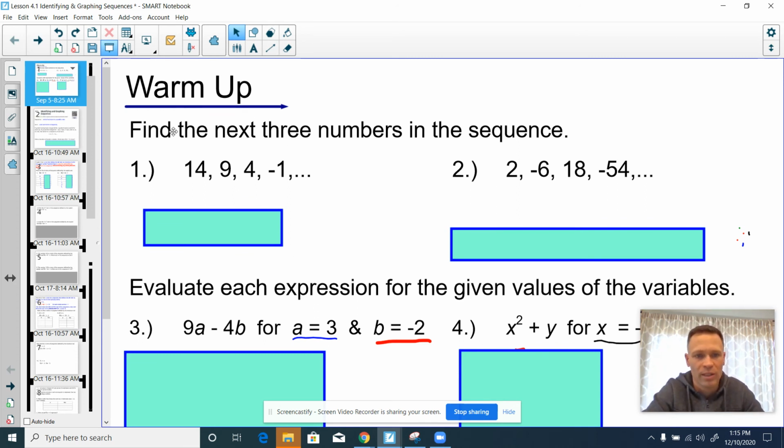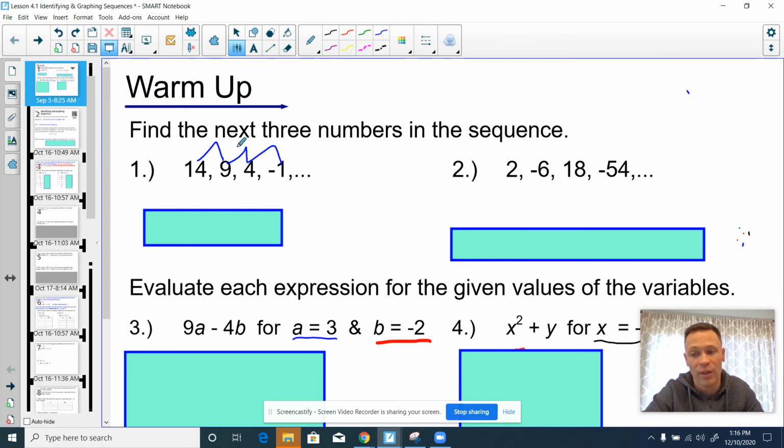So in the warm-up, it says find the next three numbers in the sequence. So again, this module is all about sequences, so we're getting a little bit of practice here. First thing you have to do is figure out what the pattern is. How am I going from 14 to 9, and how am I going from 9 to 4, and then 4 to -1? Well, there is a common difference.